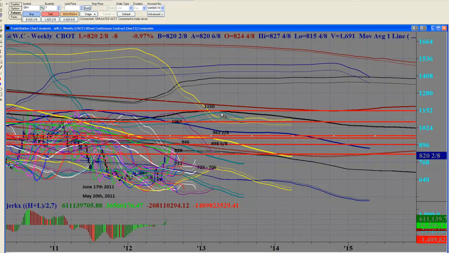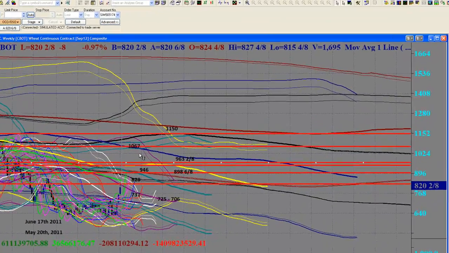So that would be an area more similar to the valuation call on corn. However, I would even think that corn is a little bit more overvalued than wheat would be, even at the 1067 to 1150 area. So that's how much I think it's dangerous to just think that corn is just going to keep on going up forever. That's certainly not the case.